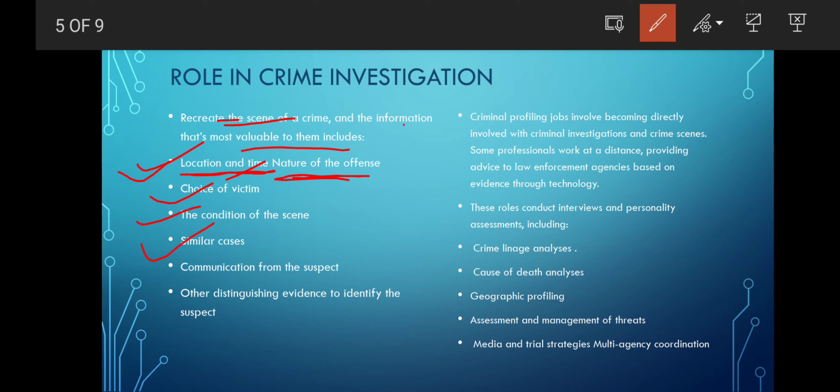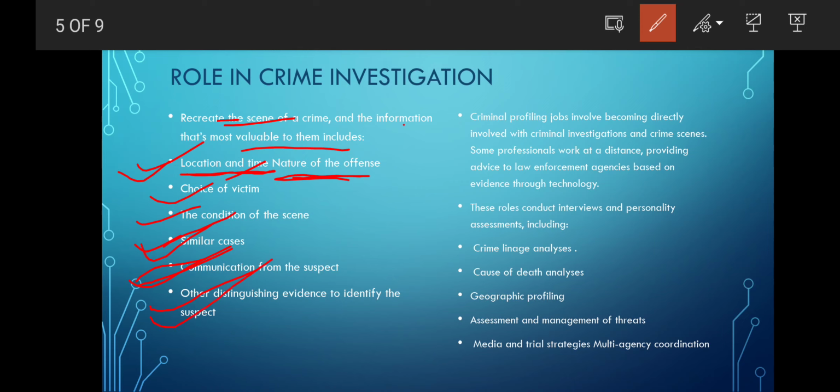Then similar cases, where certain cases will match. Sometimes criminals try to copy old crimes, meaning how that crime took place earlier, the same way they repeat this crime again. So that is similar cases. Then communication from the suspect. If you interrogate or interview the suspect, you will find certain things related to that crime, or other distinguishing evidence to identify the suspect.